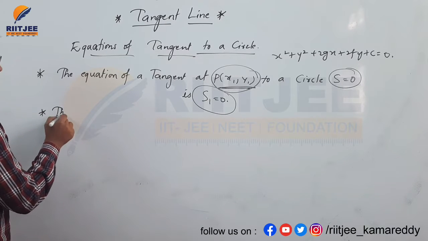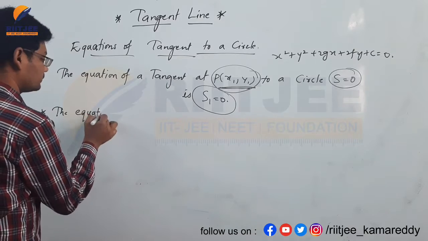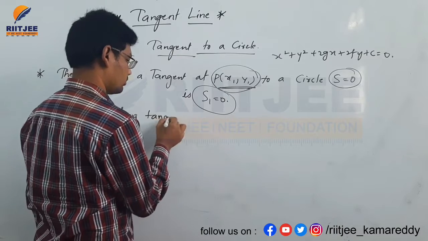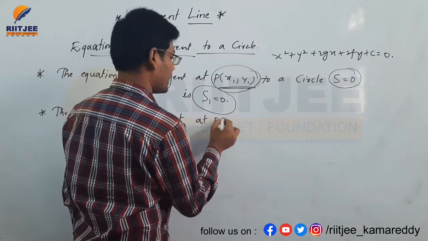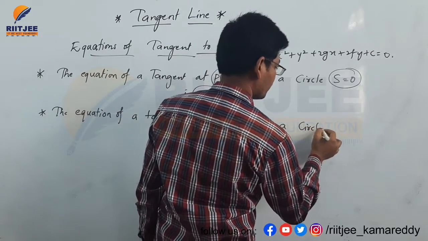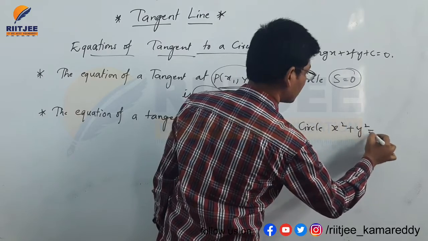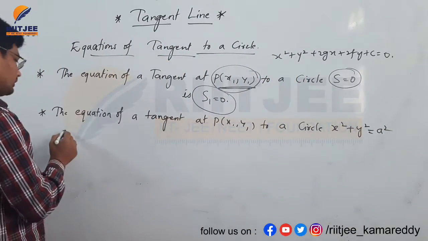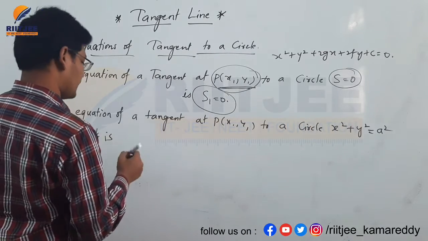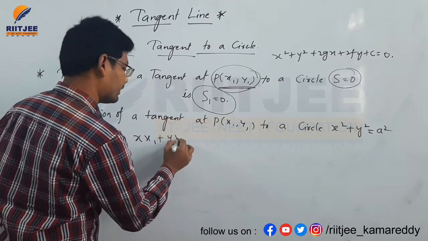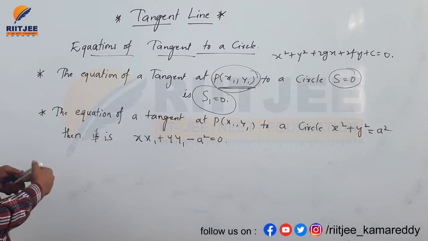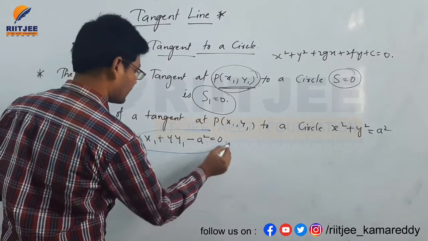And the next one is the equation of a tangent at P(x1, y1) to a circle x square plus y square equal to a square. Then the tangent is x x1 plus y y1 minus a square equal to 0. This is the equation of tangent here.